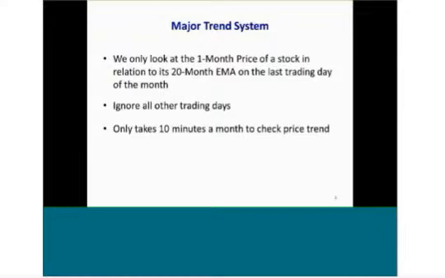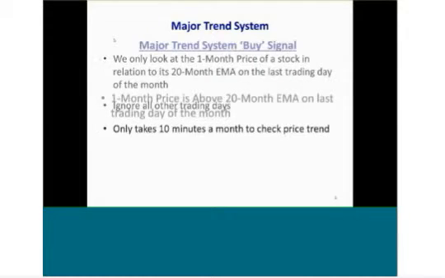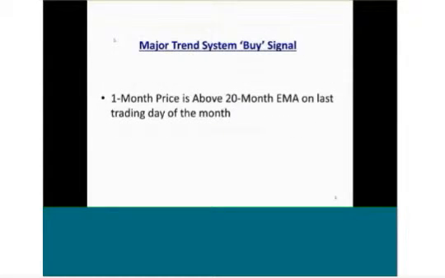So it literally only takes 10 minutes a month to check the price trend when you're using a system, and you can instantly tell once you look at the 1-month price in relation to the 20-month EMA, you can instantly tell whether that stock is a buy or a sell. So a very simple system, and it doesn't take much time to implement it.